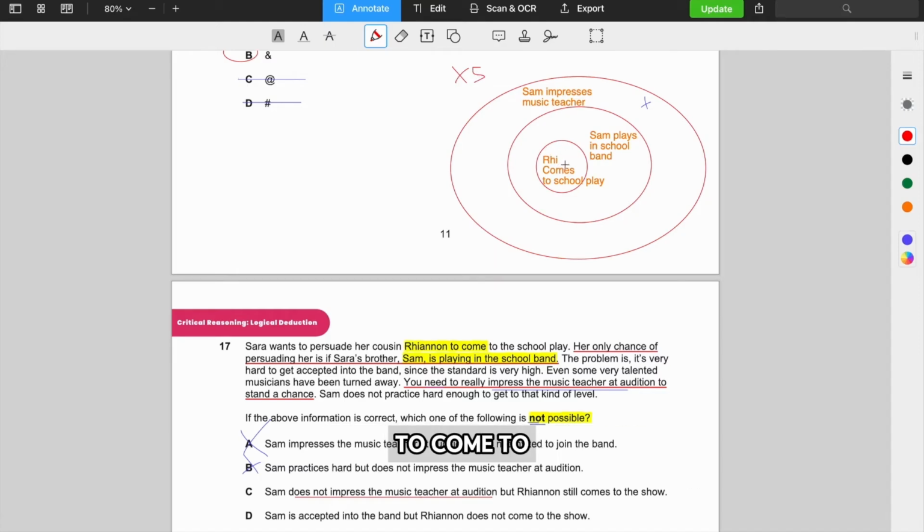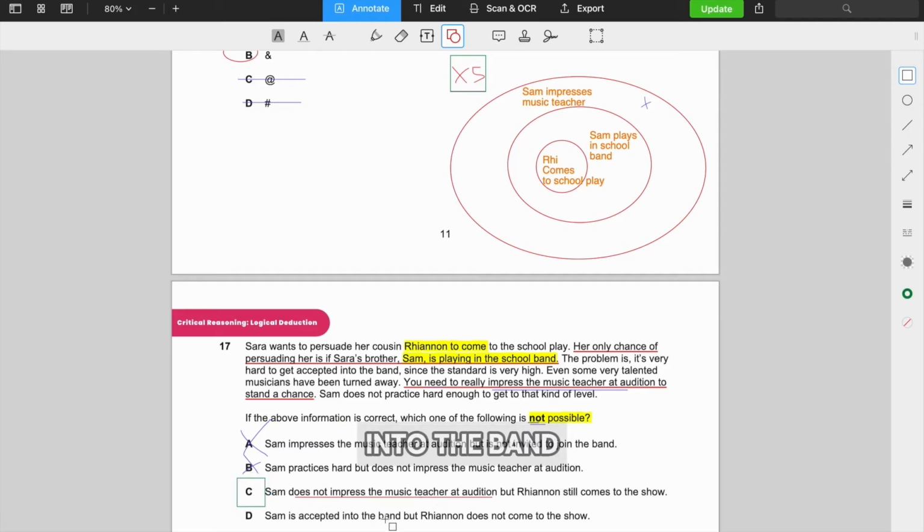Because for Rhiannon to come to the school play, there's actually two core necessary conditions. First one, Sam plays in school band, and second one, Sam impresses music teacher. So if Sam is lying all the way here, outside that circle, it's actually impossible for Rhiannon to come to the school play. Okay, so C is not possible, right? It's not possible that Rhiannon will still come to the school play.